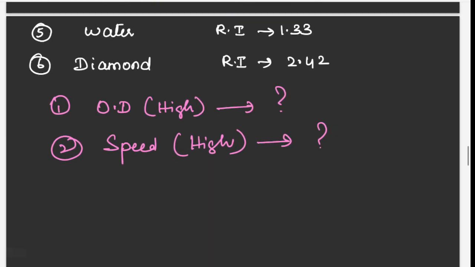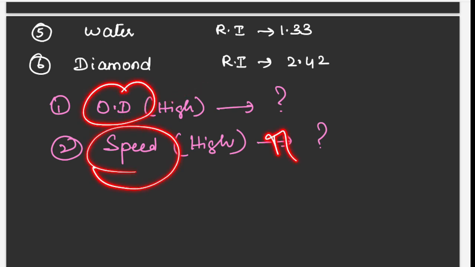One more example, we are taking again two mediums, water and diamond. For water, the refractive index is 1.33 and for diamond it is 2.42. The question here is again where the optical density will be higher. Compare these two mediums, and then find where the speed will be high. Students, I want you to find the answer and write it in the comment section. Find where the optical density is higher and where the speed is higher.